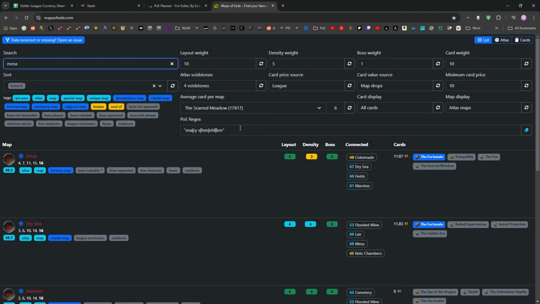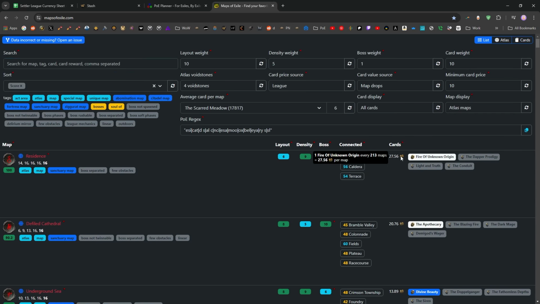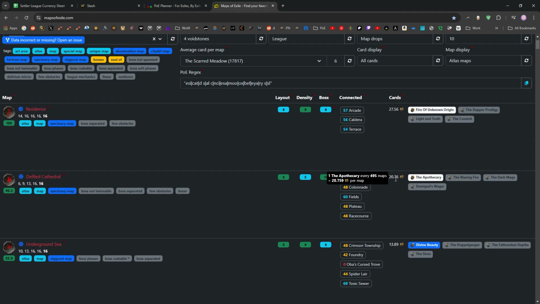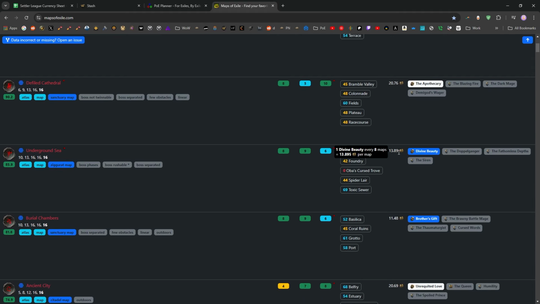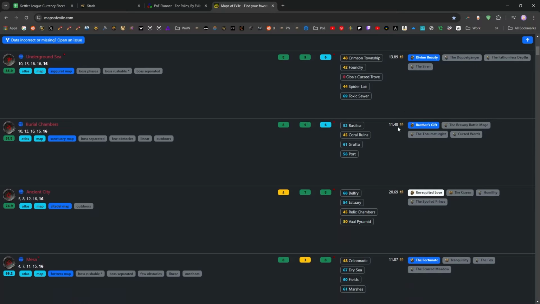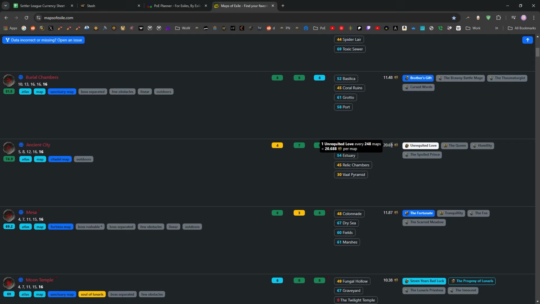We can then use this to measure out the amount of chaos that we can expect to make on average per map from div card drops. And that's in this little column here. You can see as we mouse over, we can expect to see about one Fire of Unknown Origin every 213 maps using this strategy. So roughly 27 chaos per map from Fires of Unknown Origin, one Apothecary every 495 maps, one Divine Beauty every 8 maps, that's actually not too bad, one Brother's Gift every 81 maps, that is pretty rough, that's pretty high. Yeah, one Unrequited Love every 248 maps. One Fortunate every 3 maps, I think, is about consistent with what we had.